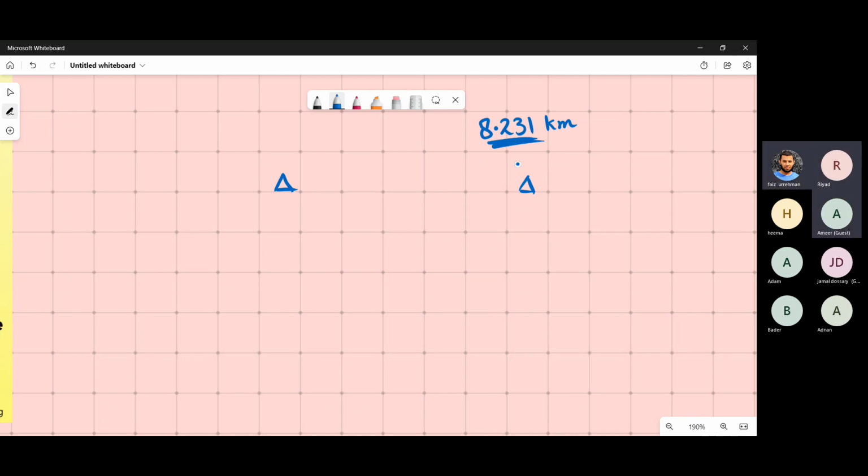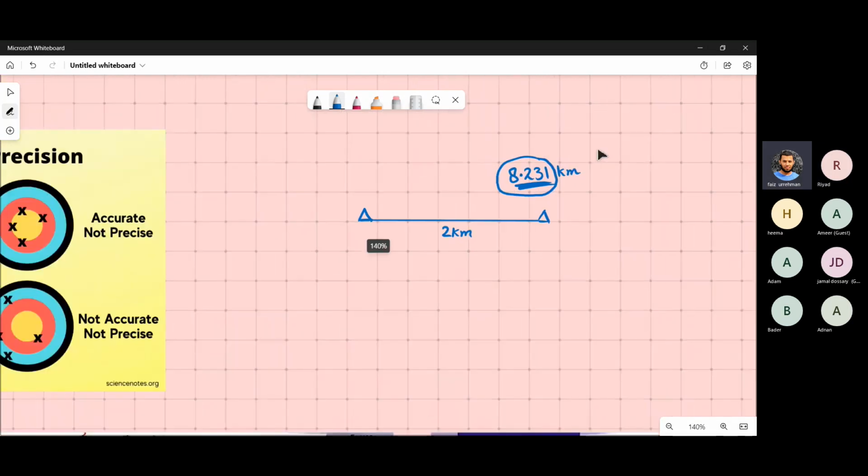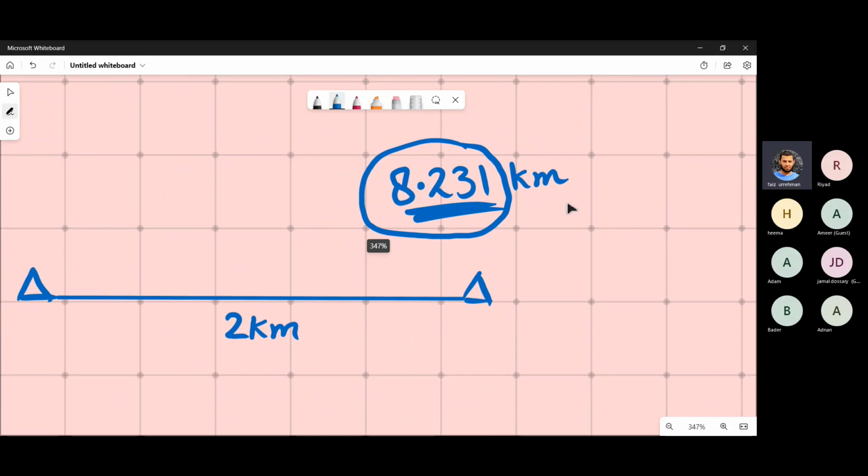Even for significant figures, this is not a scientific figure. But the reality is that between his house and school, the distance is only 2 kilometers. What does it mean? His answer was very, very precise, but it was not accurate. It was so precise that he used three decimal digits to give his answer. But was it correct? No.